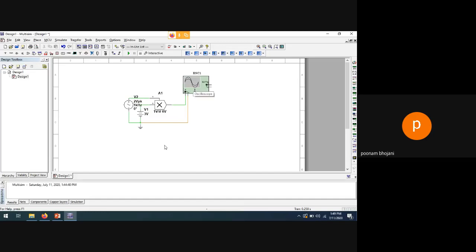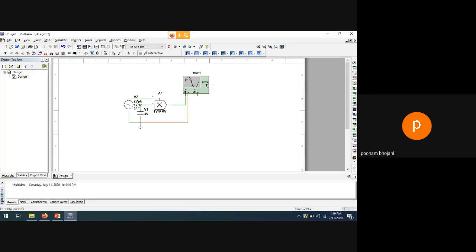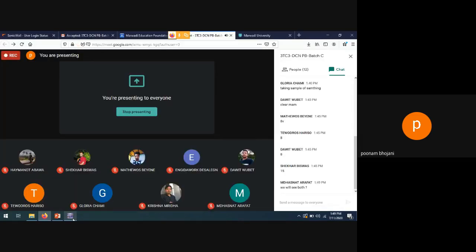What will the oscilloscope display? Do you want to guess what will happen? A 2 volt sine wave, 1 kilohertz frequency, 3 volt DC, 0 hertz frequency. If I multiply these two signals, what will be the output of the oscilloscope?